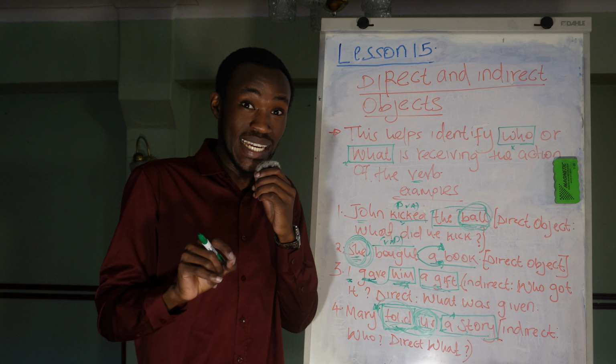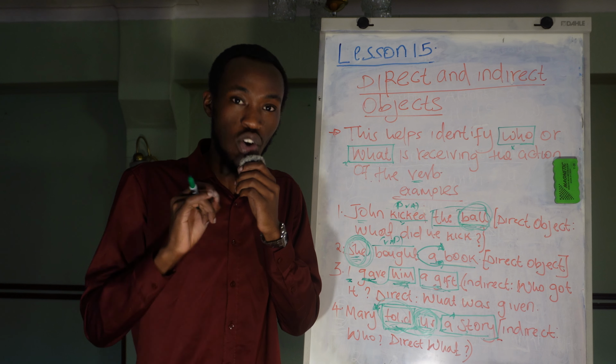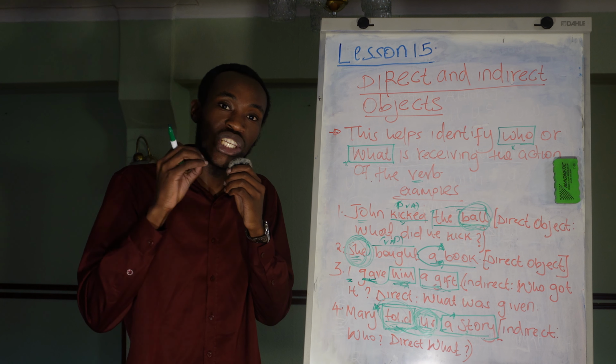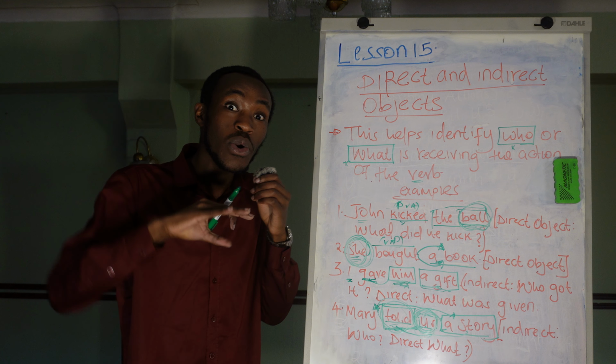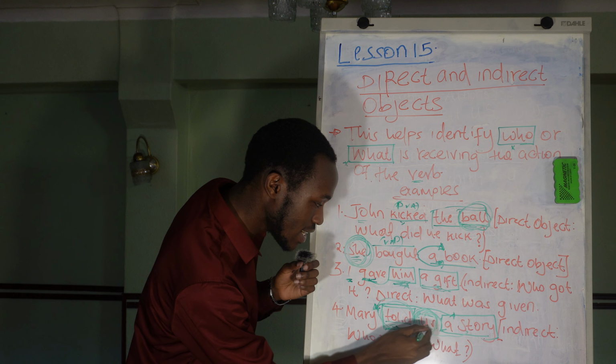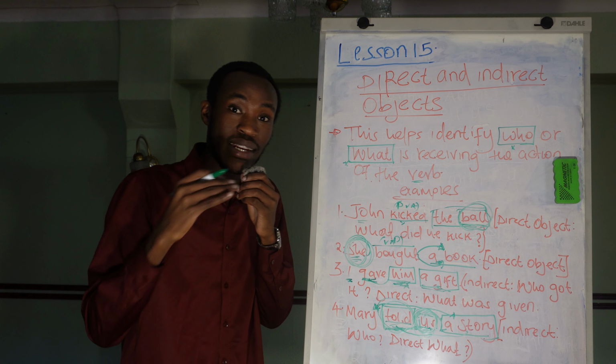So be very keen when identifying indirect objects. They are very critical. They require you to be sharp and use your inner common sense. Think about it consciously so that you will understand the indirect and the direct object.